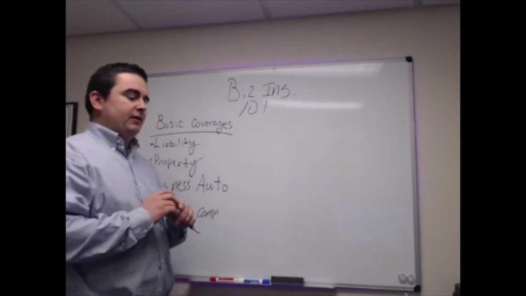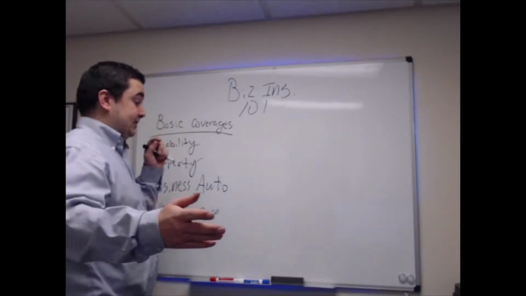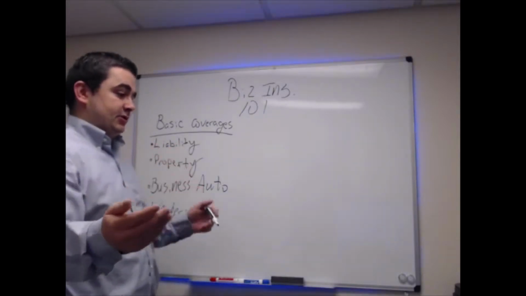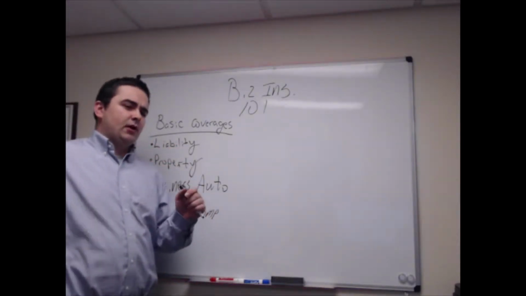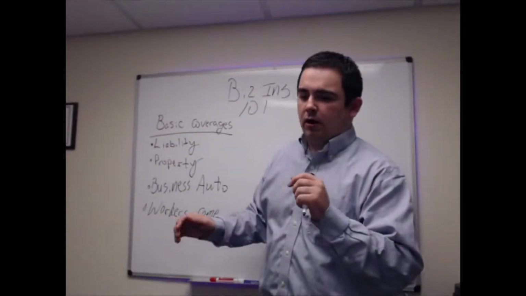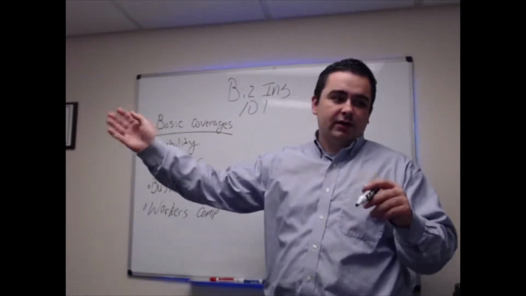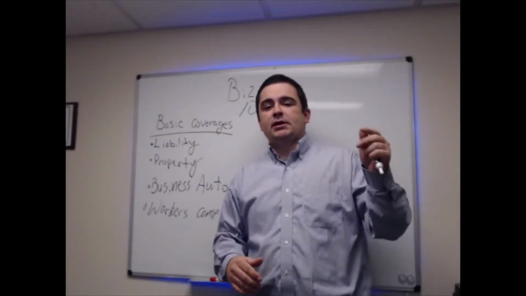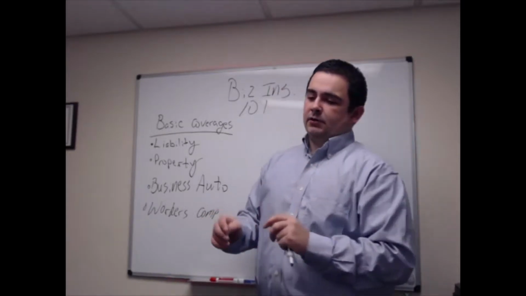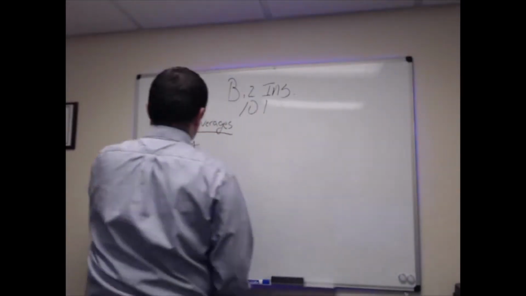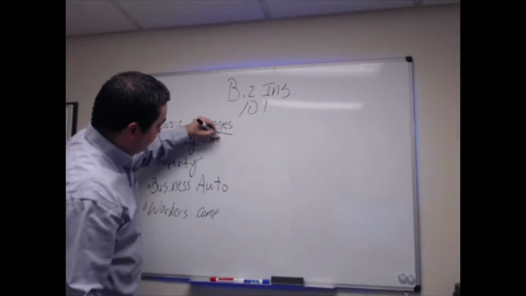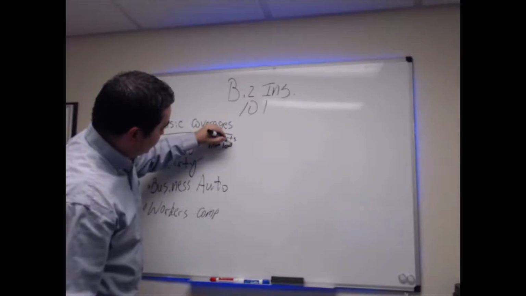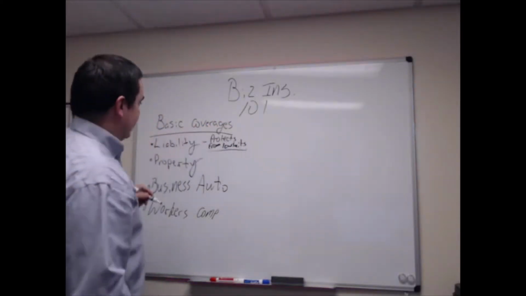So let's get started. Your basic coverages for business insurance are your liability, which covers third-party liability claims. So somebody sues you, or say somebody falls on your driveway, your porch, whatever it may be, at your office, and they sue you. The liability is what covers the cost of that. Protects you from lawsuits. We could write it here to the side: protects from lawsuits. So that's liability.